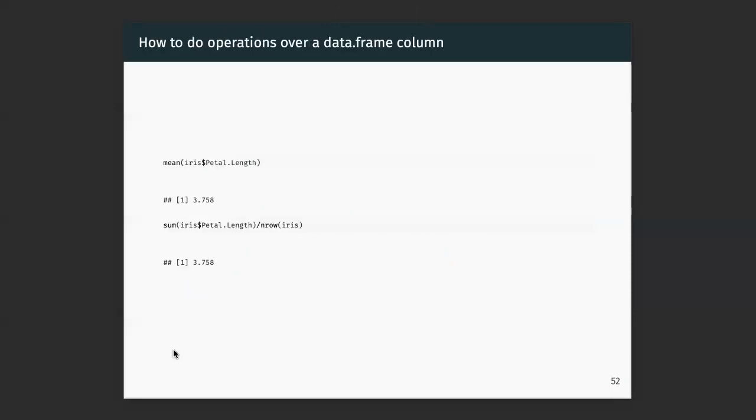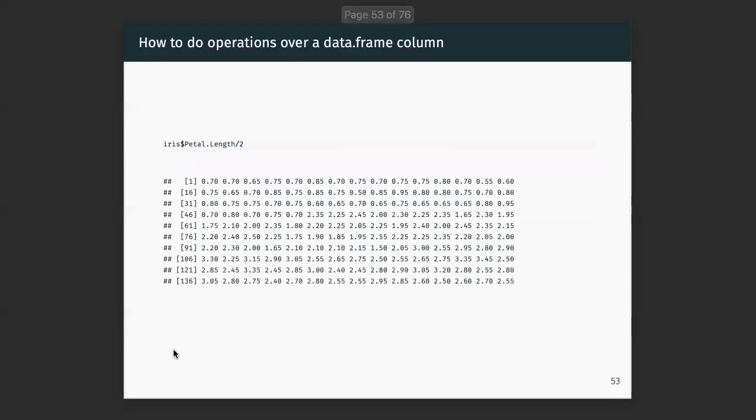We talked about mean and sum, right? We can do those over data frame columns. So we can compute the mean of a column as you did in your homework, right? Mean of iris$Petal.Length will give us the average petal length across all flowers. Sum, and then, you know, I'm doing my redundant mean again. They'll give us the same thing. We could divide the entire column by 2, as we've already done with the constant.